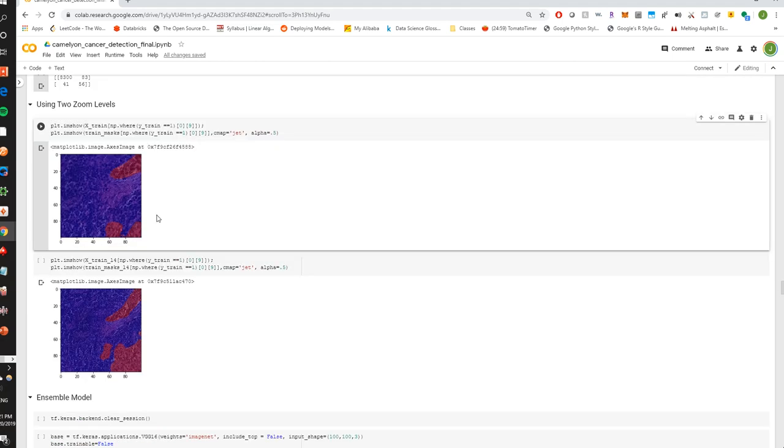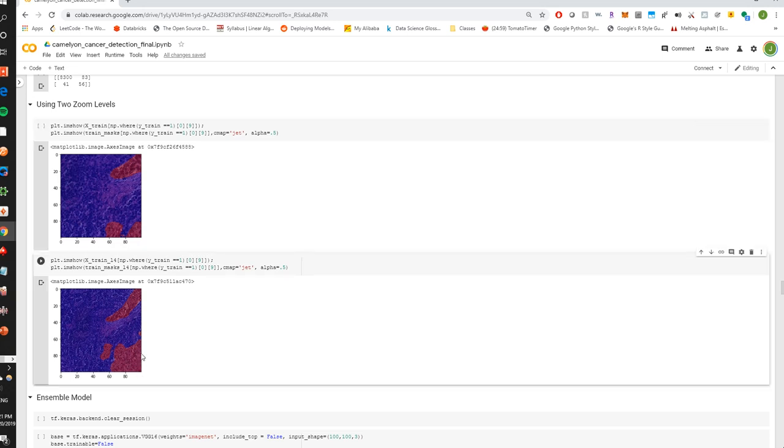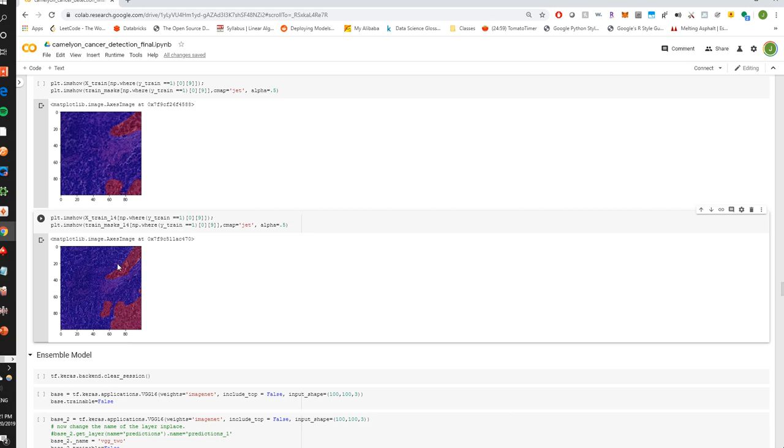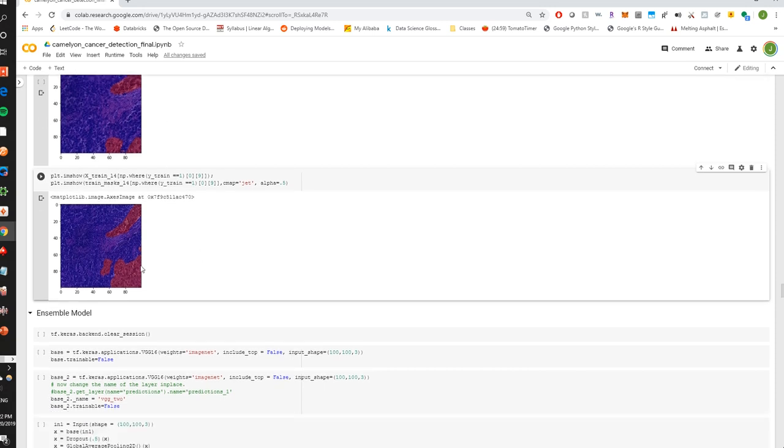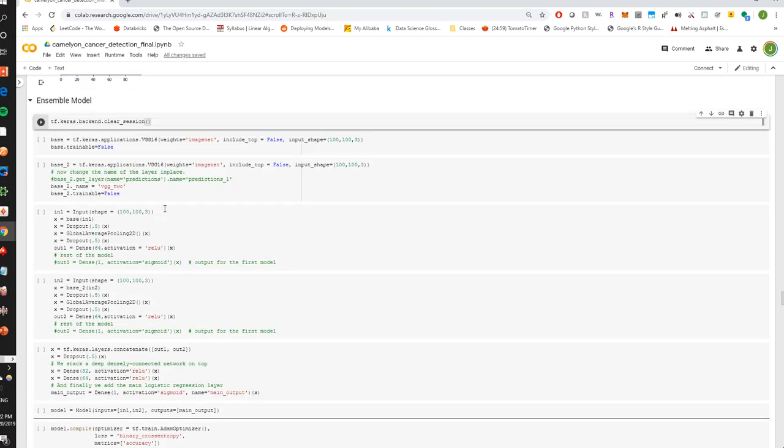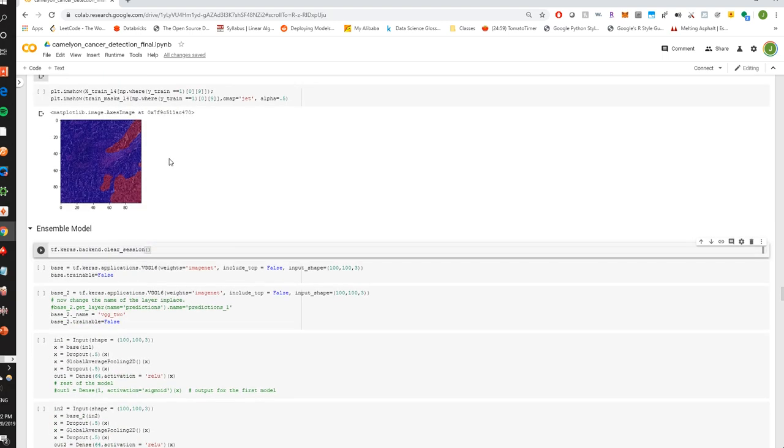Here is an example of a patch. It's the same exact patch, but in 2 different zoom levels. This is level 3, this is level 4. You get a little bit more context on the same exact patch by using level 4, right? You can see this is exactly the same area, but this one is just a little bit more zoomed out.